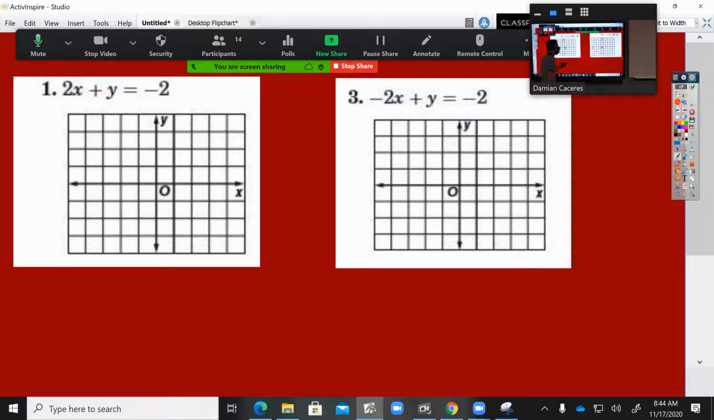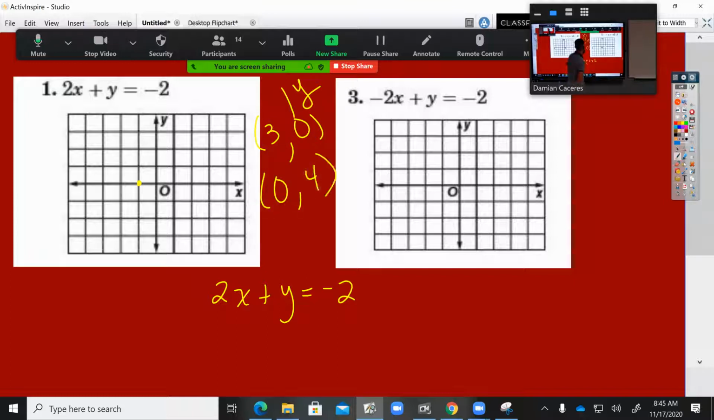Now, the reason why, we can review real quick. 2x plus y equals -2. If you have, for example, a dot right on the x-axis, that means it would be left 1 and up or down 0 because it has to be touching that line. So for the x-intercept, the y value is always 0. For the y-intercept, the x value is always 0. So that's how you find it.